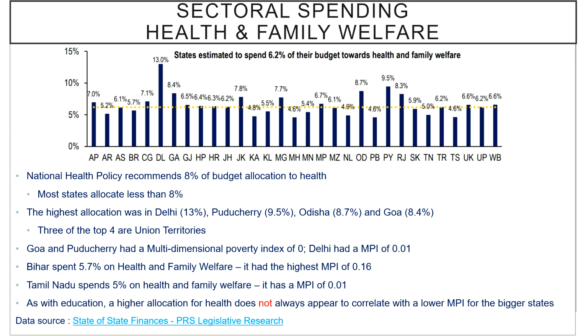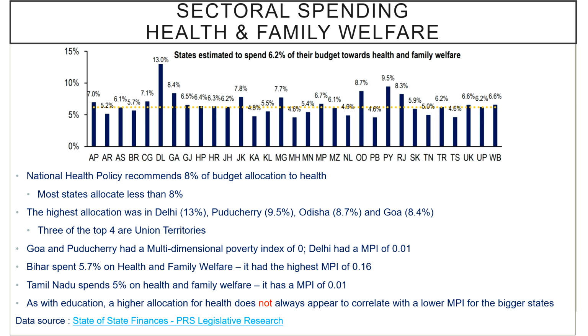Sectoral spending on health and family welfare. National health policy recommends 8% of budget allocation to health. Most states allocate less than 8%. The highest allocation was in Delhi, 13%, Puducherry, 9.5%, Odisha, 8.7%, and Goa, 8.4%. 3 of the top 4 are union territories.